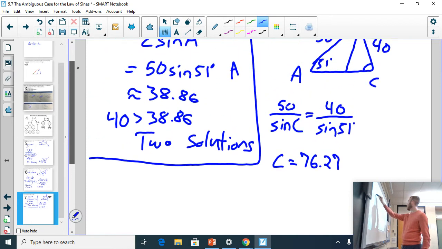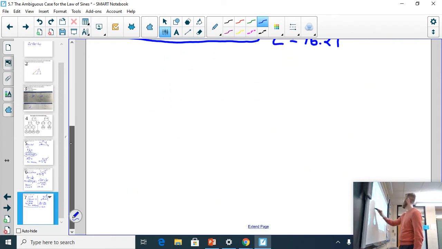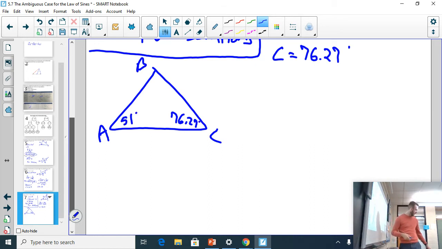And once we have that, we can solve. That's our acute triangle, right? So let's just get that one out of the way. Horribly drawn, but doesn't really matter, right? A, B, C, as long as we can visualize it, we have C is 76.27 degrees, and we had A is 51 degrees. And when we solve it, that would leave B to be 52.73 degrees.